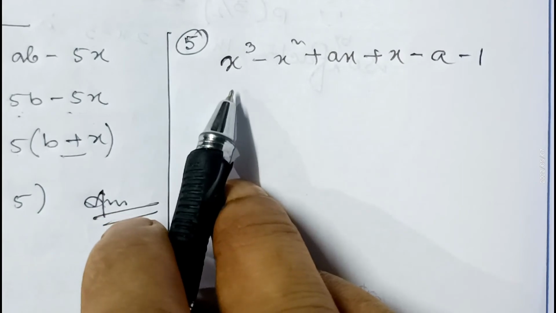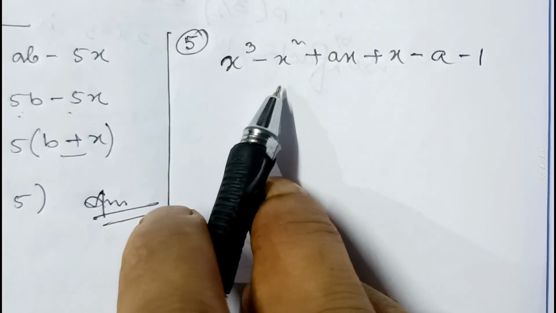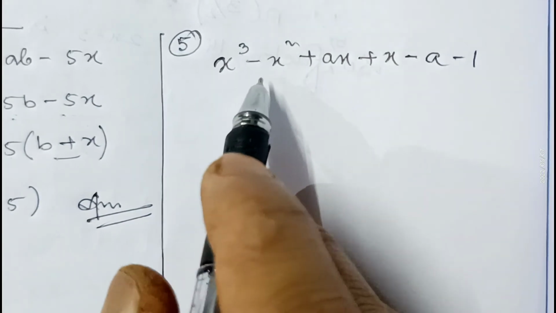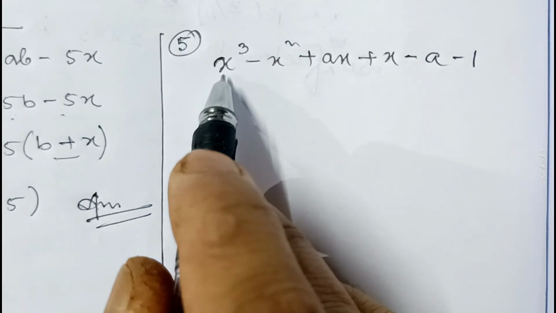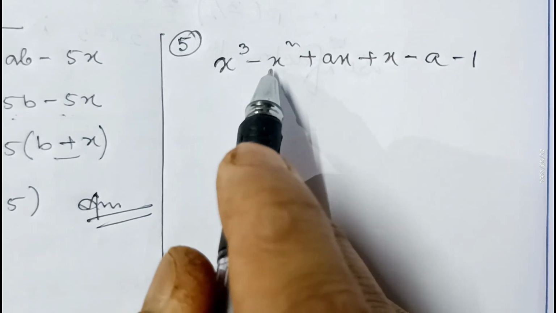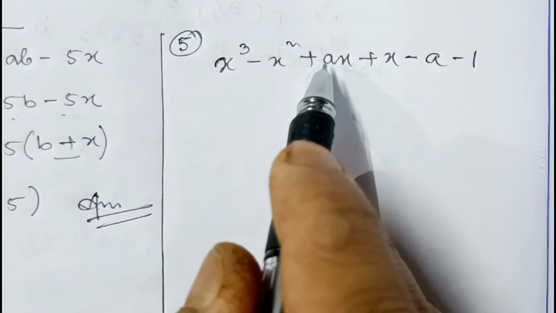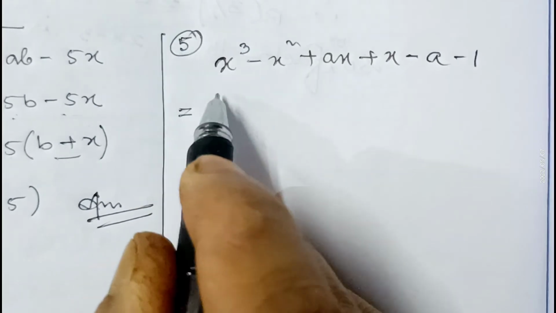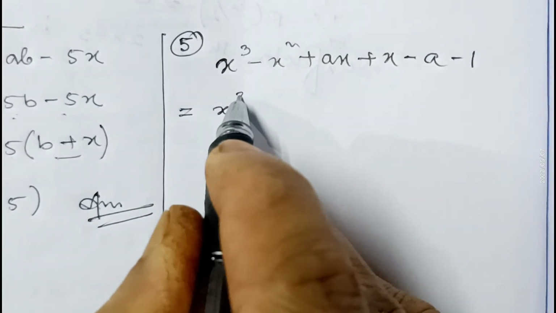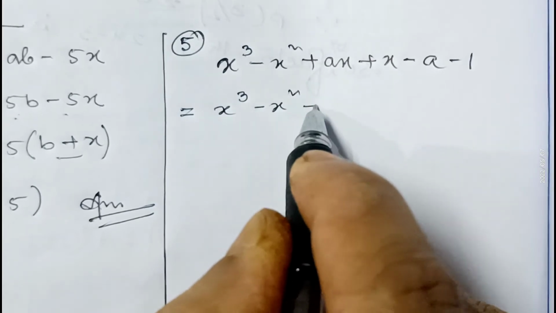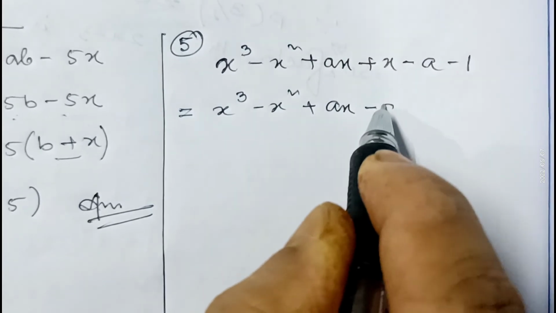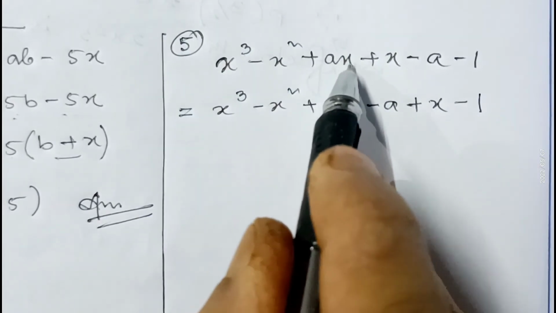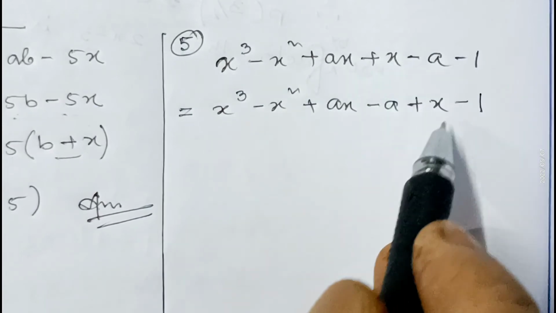In question number 5, it is given, factorize x cube minus x square plus ax plus x minus a minus 1. Now in this sum, if I take x square common from the first two terms, then we will be left with x minus 1. Here if I take x common, then it will be a plus 1. So that means the common part will not be the same. So we can rearrange this expression as x cube minus x square plus ax minus a plus x minus 1. Just we have taken ax and a together, plus x and minus 1 together.